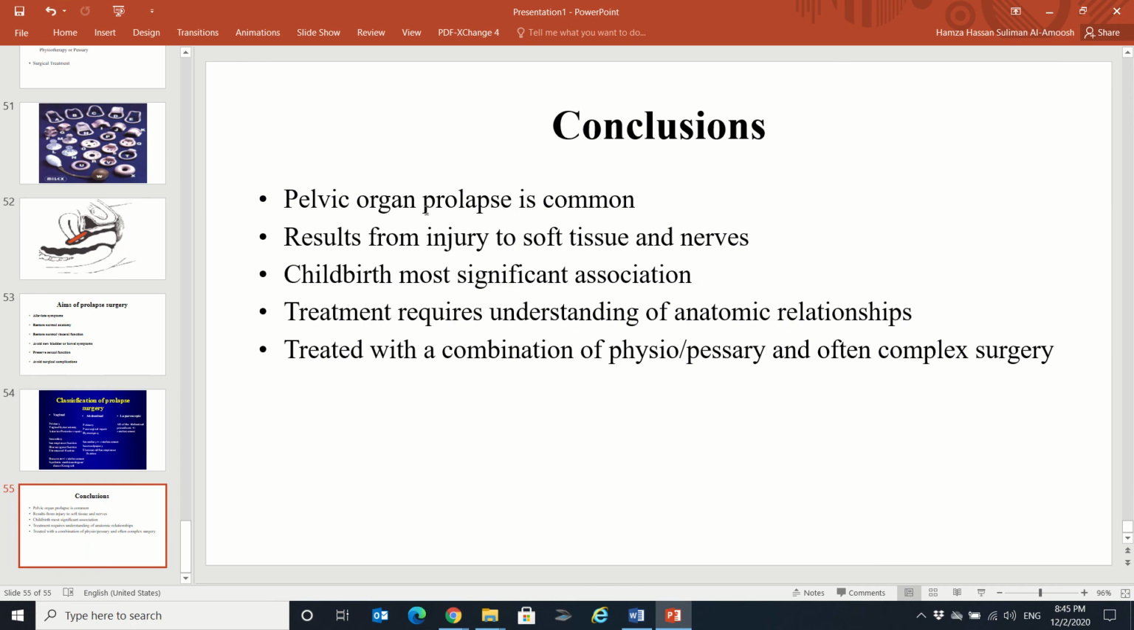Conclusion: pelvic organ prolapse is common. It results from injury to soft tissue and nerves, and the cause of this injury is mainly deliveries and childbirth. Childbirth is the most significant association. Treatment requires understanding of anatomical relationships. Treated with a combination of physiotherapy, pessary, and often complex surgery. And that's all about prolapse.